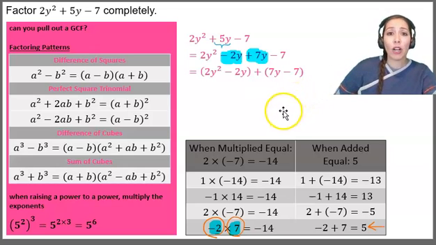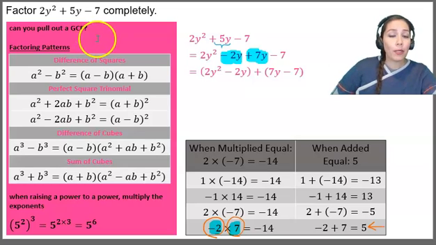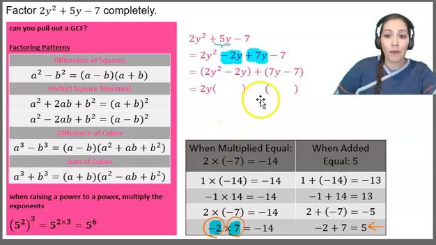From here, we can look at Chloe's cheat sheet notes and ask ourselves, can you pull out a greatest common factor out of each of these binomials? Well, 2y squared and negative 2y, they both have a 2 that I can pull out, and they both have at least one y that I can pull out. So I'm going to pull 2y out of the first one, and then I ask myself, 2y times what will give me 2y squared? 2y times y would give me 2y squared. 2y times what would give me negative 2y?